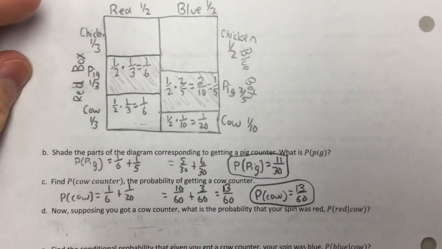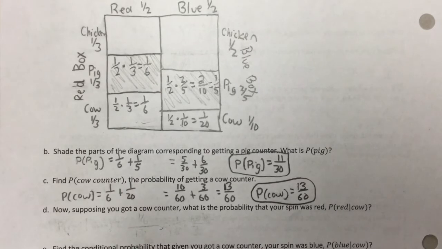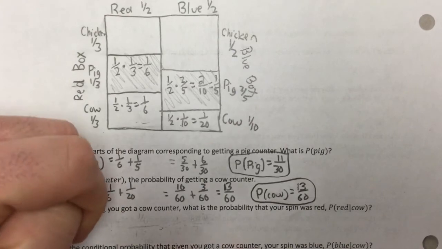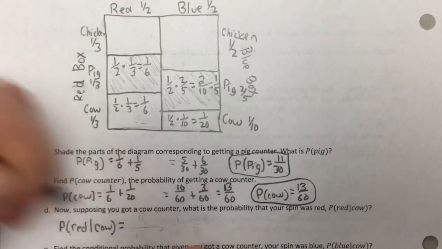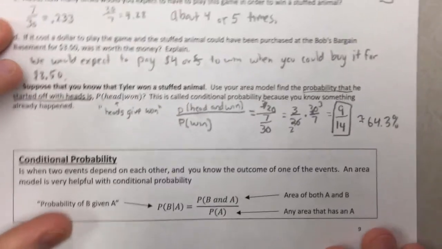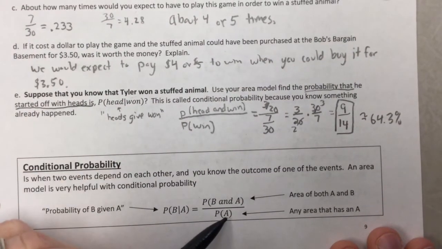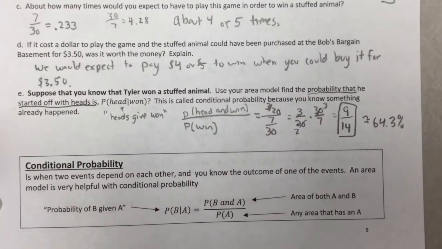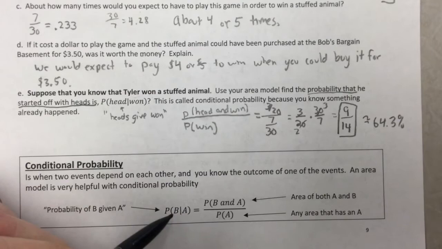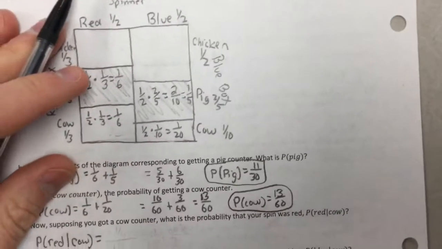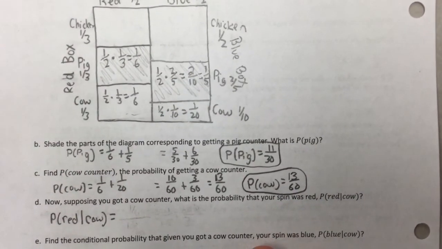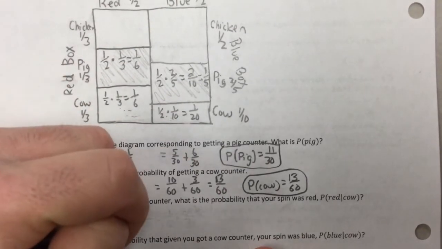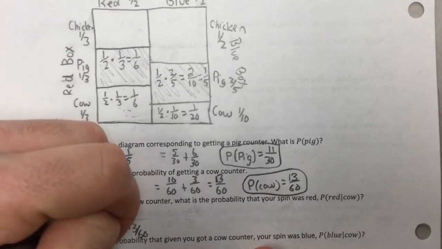Now for the bottom here, it says, now suppose you got a cow counter. What's the probability that your spin was red? So we're finding the probability of red given cow. And again, if we go back to our formula on the other side, it says any area on the right side is going to be our denominator. So any area that has a cow in it is going to be our denominator, and then we want both red and cow in our numerator. So that area only. So probability of cow, any area that has a cow is in our denominator, which is these two added together, which is 13/60ths. So 13/60ths is in our denominator.